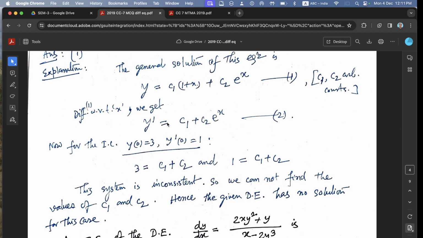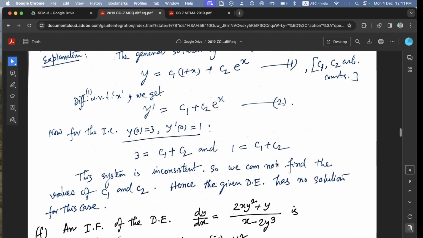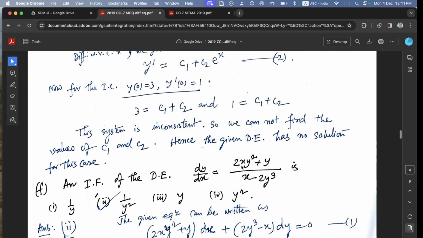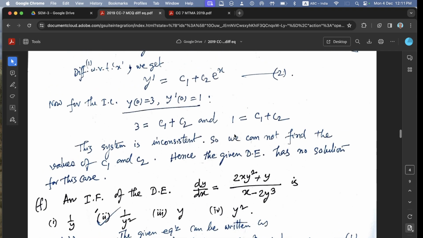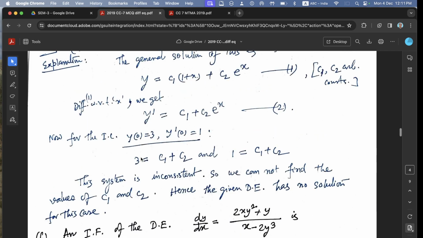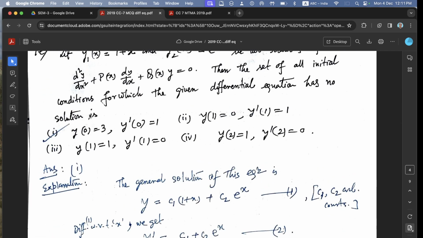So we get from 1 and 2, 3 equal to c1 plus c2, and from 2, 1 equal to c1 plus c2. So obviously c1 plus c2 equal to 1 and c1 plus c2 equal to 3 do not occur simultaneously. So obviously the system is inconsistent, so we cannot find the values of c1, c2. Hence the given differential equation has no solution for this case, the first case.